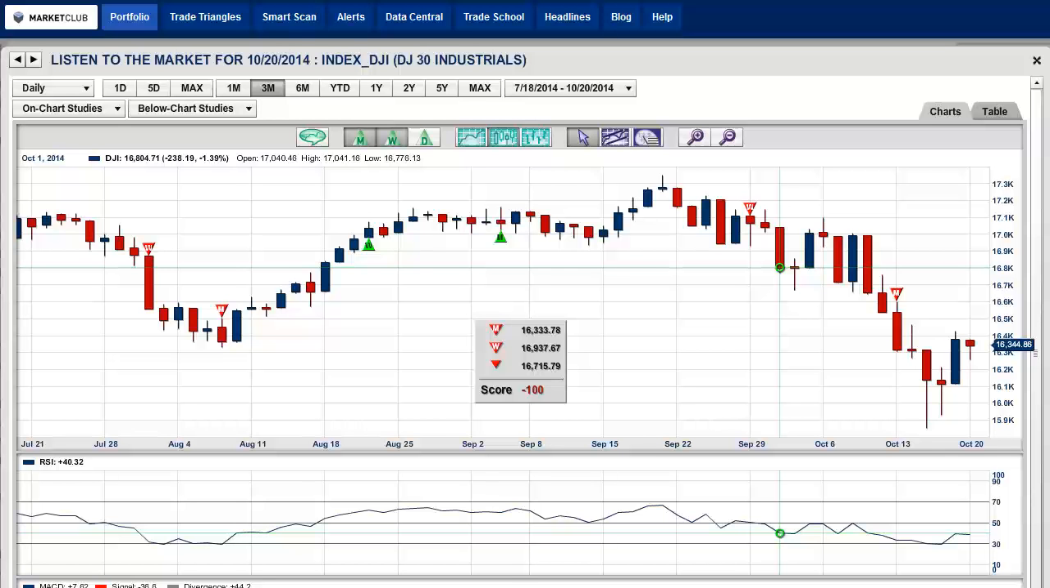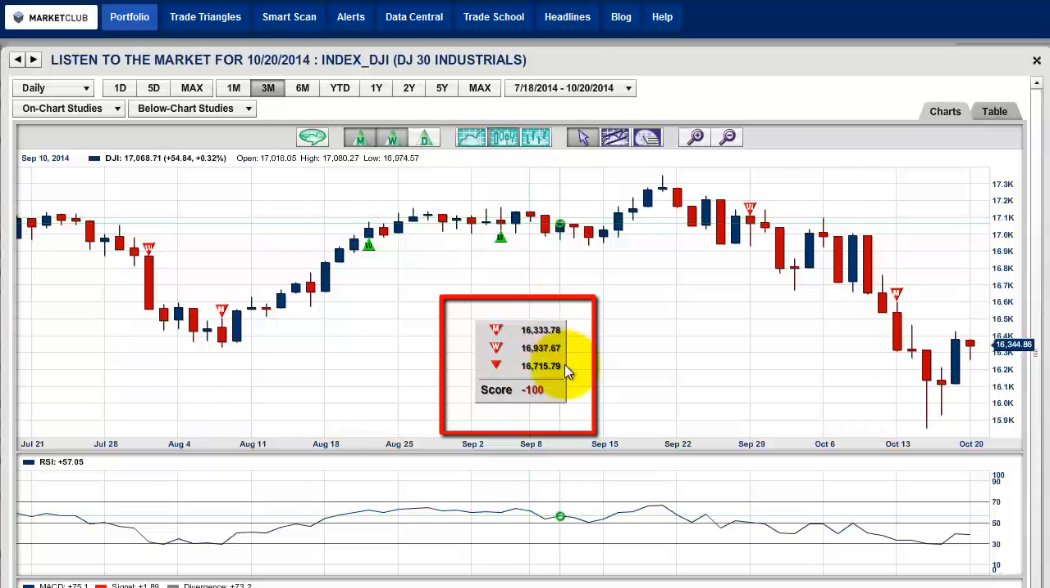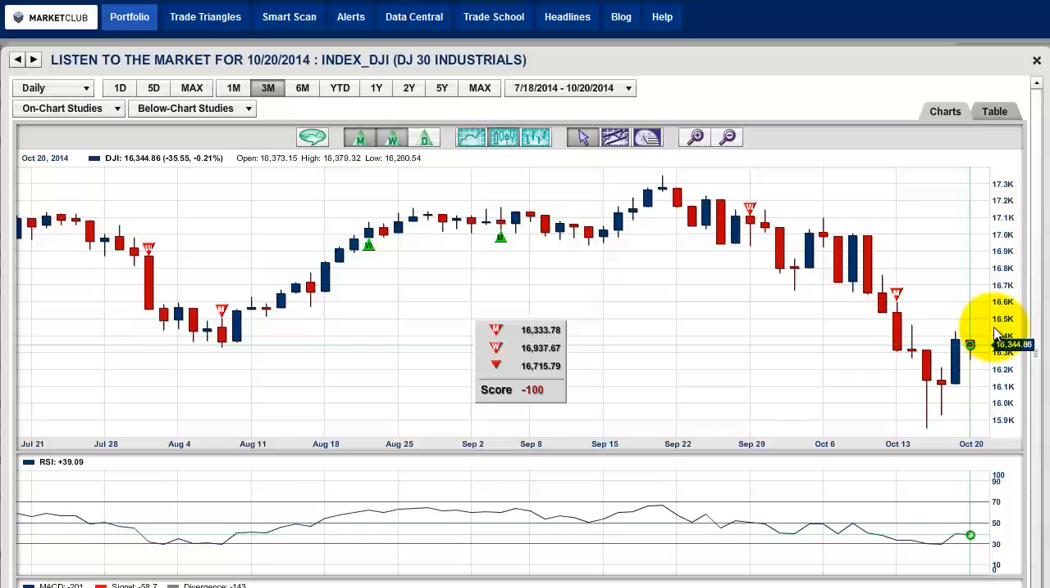But the reality is the major trend in the indices is still negative. Look at all our trade triangles, all red, indicating that the trend is down. Now we may see a little bit further recovery here, but the reality is the major trend is down, and you should be playing that with caution. Let's go on to our next market.